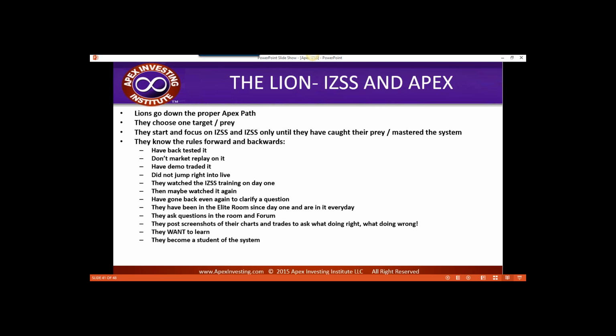They've back tested it. They've done market replay on it. Sorry, they've back tested. They've done market replay. They've demoed it. They didn't jump into it live the first day. They did back test it and demo it and market replay it and make sure they had it down.